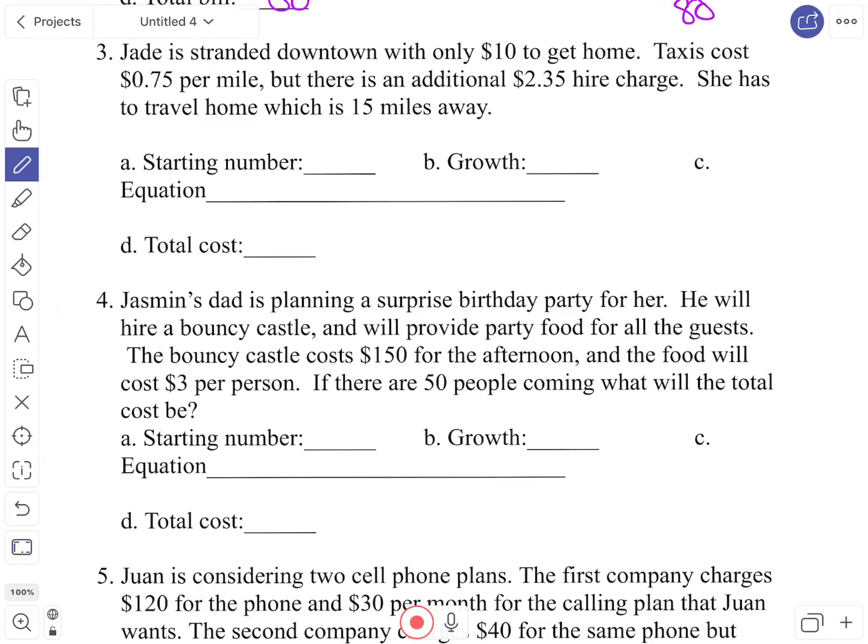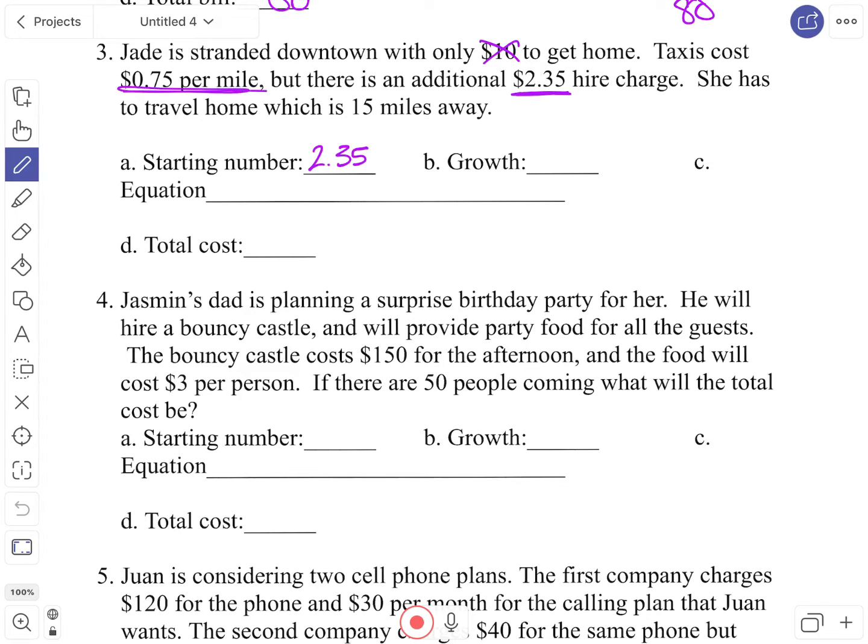So Jade is stranded downtown with only $10 to get home. Taxis cost 75 cents per mile, but there's an additional $2.35 higher charge. She has to travel home, which is 15 miles away. Okay, so the starting number is that additional charge. The $10 is how much she has to spend, but we're not really using that, okay? So our start would be $2.35.